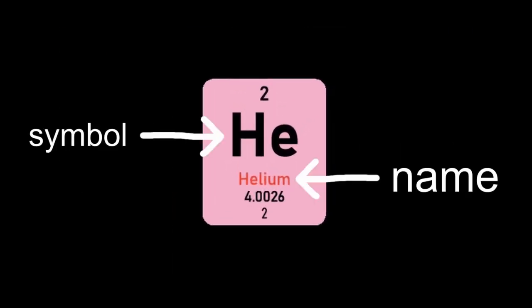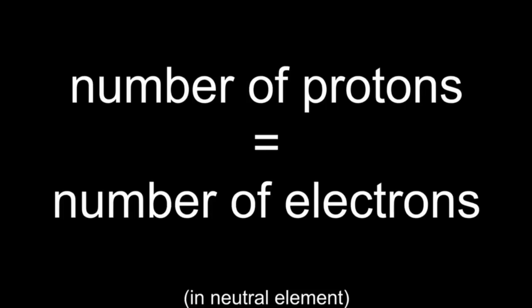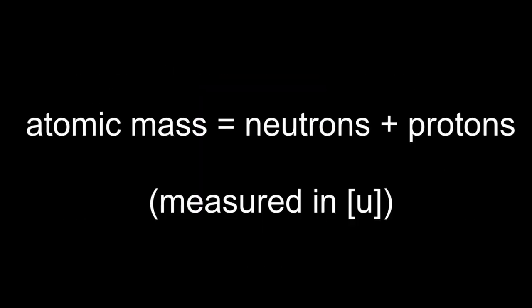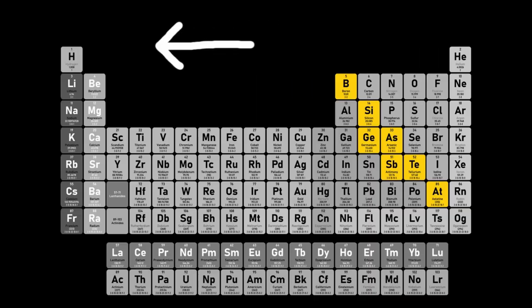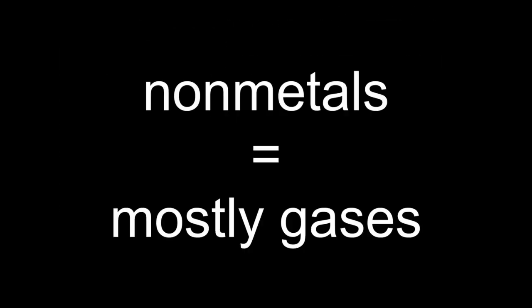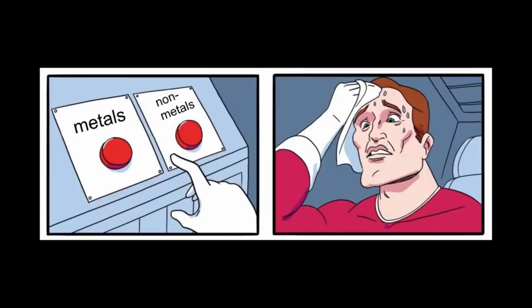The periodic table is also pretty much a dictionary, as every cell tells you the name and symbol of an element, the number of protons in the core, which is also the total number of electrons, and the atomic mass, which is the mass of neutrons and protons combined. The periodic table is roughly divided into 3 categories. Left of this line are the metals, right of it are the nonmetals, which are mostly gases, and the line is called the semimetals, which have properties that fall somewhere in between.